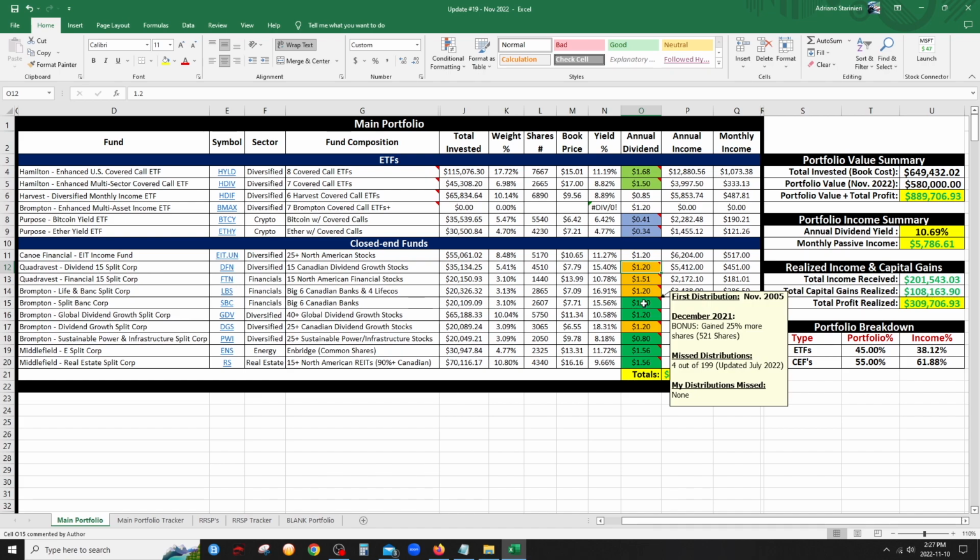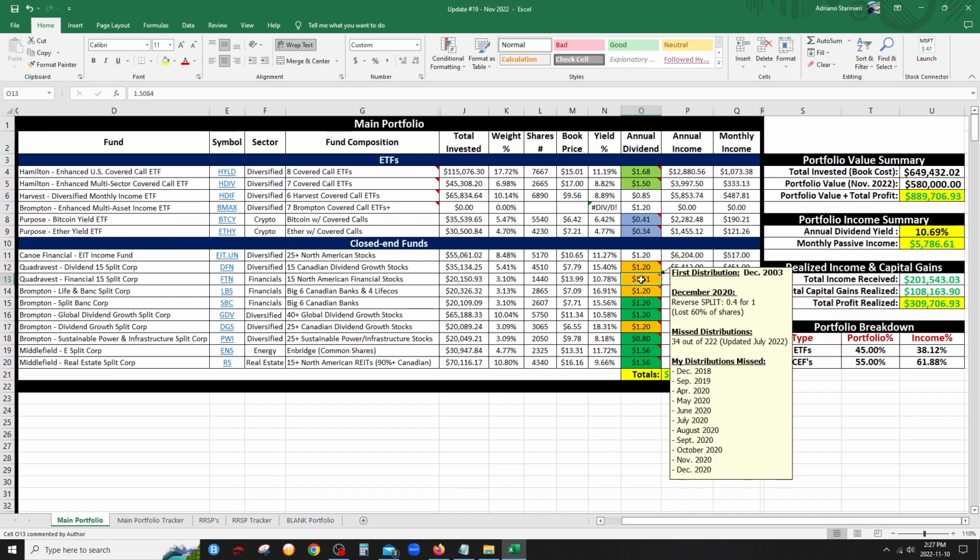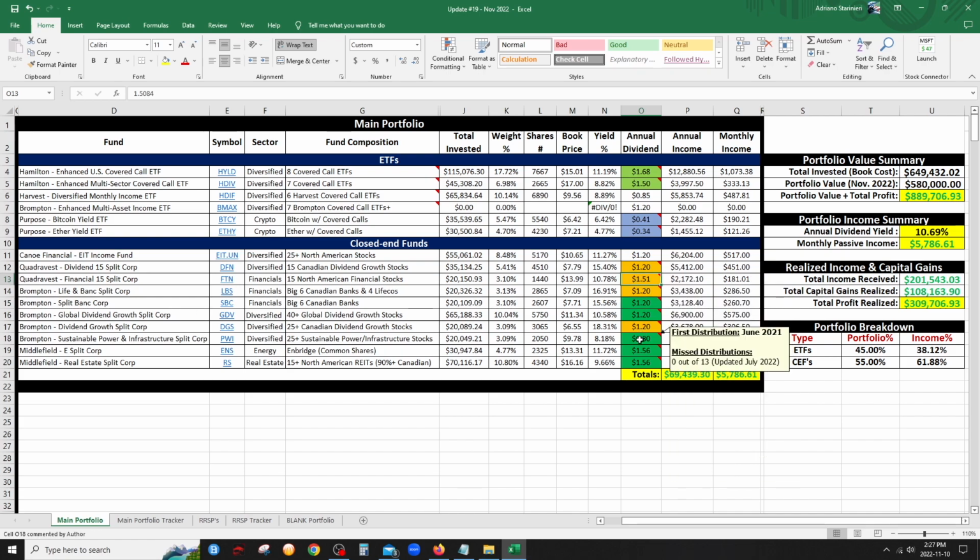So for example, SPC, they did miss 4 dividends back in 2008, but I personally never missed any dividends since investing in it. That's why it's green. So that's what I basically track, as well as other things, if there's a bonus dividend like SPC did, or a reverse split like FTN did, I put it in here. So that's what I track in the annual dividend column.